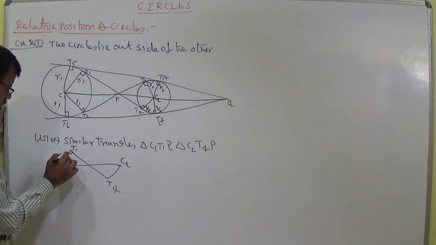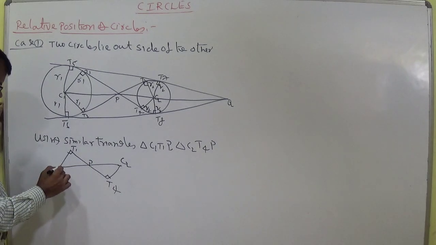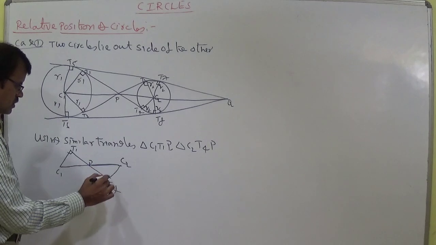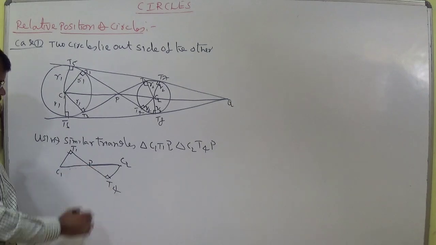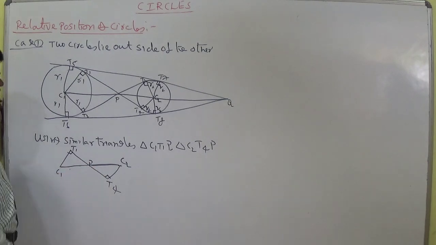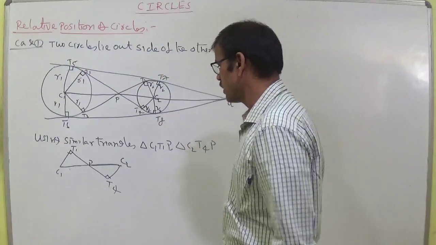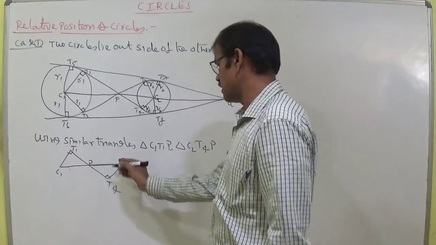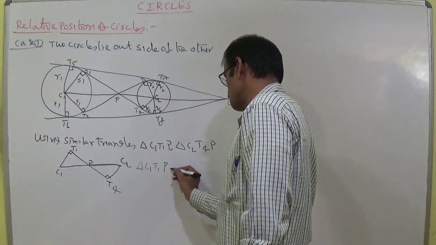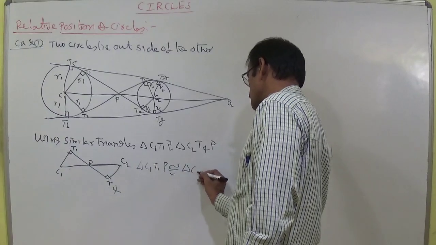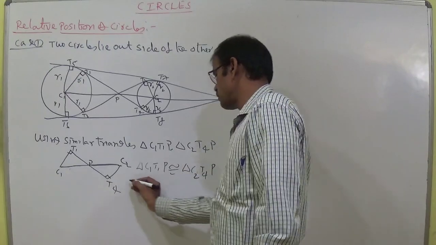Now we know that this is a right angle. So this is a right angle. This is the common side, this is P. This is the common side, base, and this is base. Opposite of the right angle in the triangle is the hypotenuse, and this is also hypotenuse. So by RHS theorem, RHS means right angle, hypotenuse, side. By RHS theorem, the two triangles are congruent. Triangle C1T1P is congruent to triangle C2T4P.